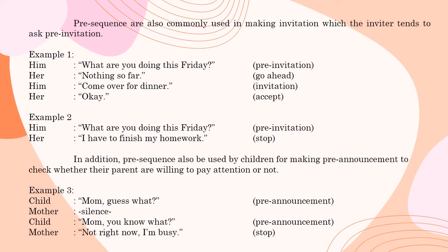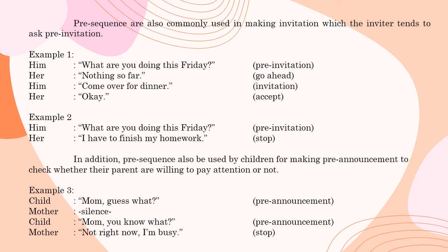Pre-sequences are also commonly used in making invitations, where the inviter tends to ask a pre-invitation. Look at example number 1. Before making an invitation, the speaker, him, uses a pre-invitation. Then the addressee, her, answers with a go-ahead response, meaning she may be able to grant the invitation. The final response by the addressee, her, is to accept the invitation by saying OK.